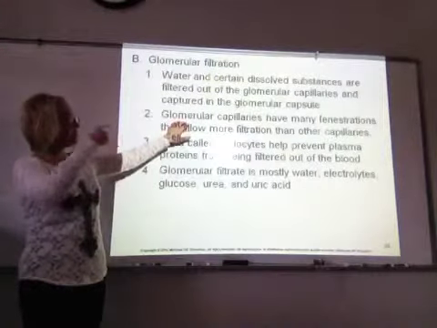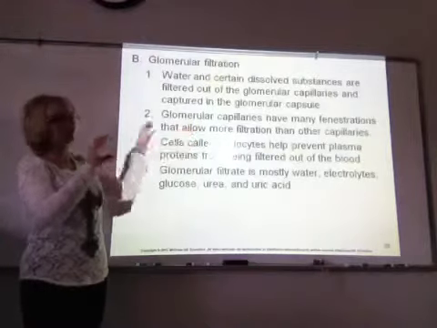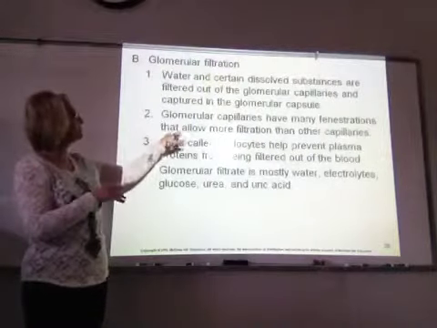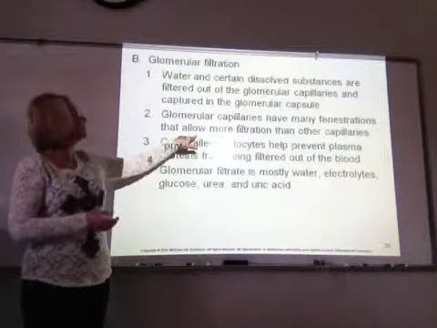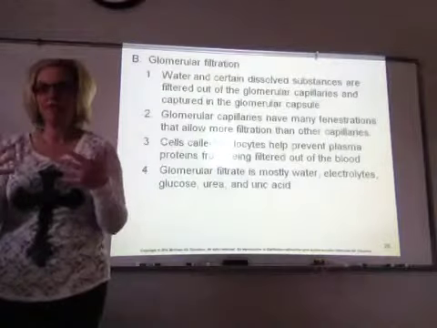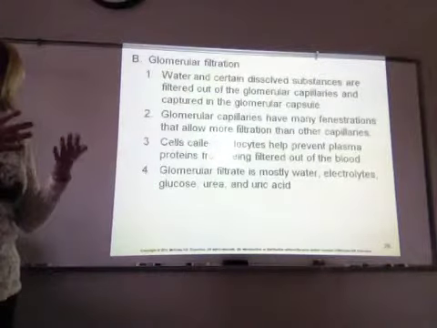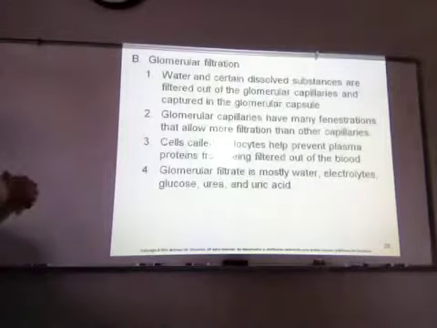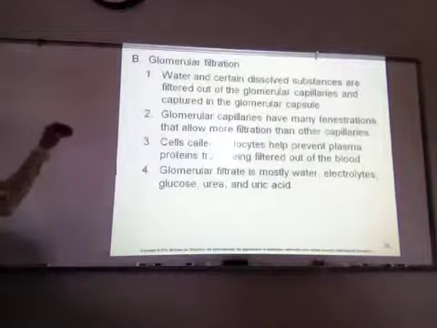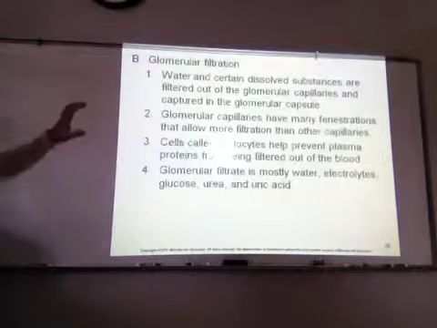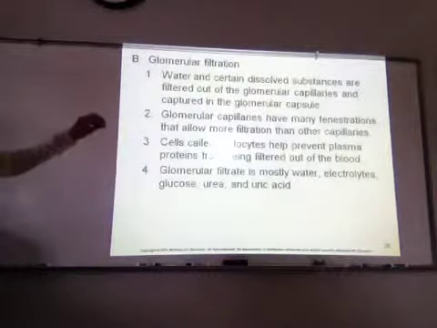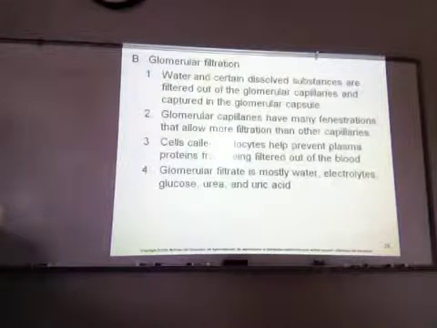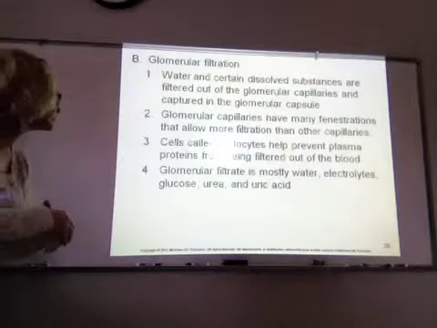The glomerular capillaries have many fenestrations, many little openings that allow more filtration than other capillaries. So you have capillaries throughout your body, and your oxygen diffusion happens through all of these capillaries. Your glomerular capillaries have fenestrations, and I don't care if you remember that word, it's not on your test, but I want you to know that those capillaries do a better job of filtering.